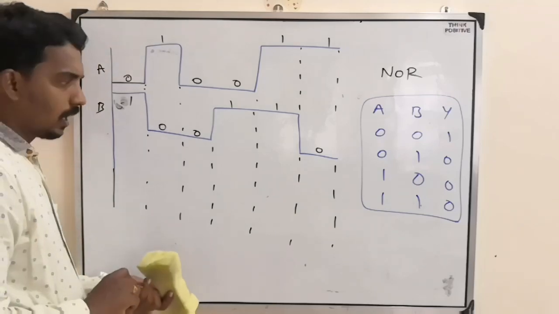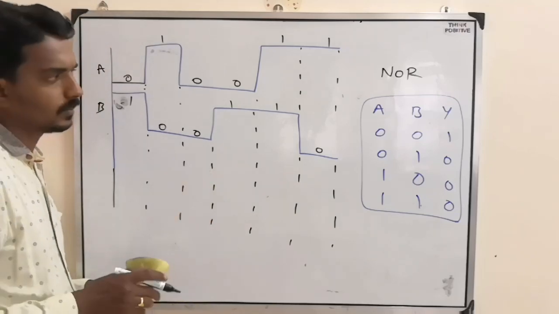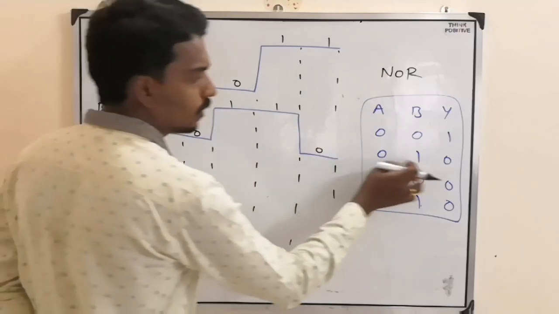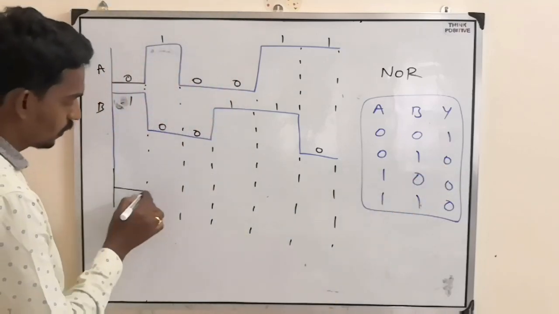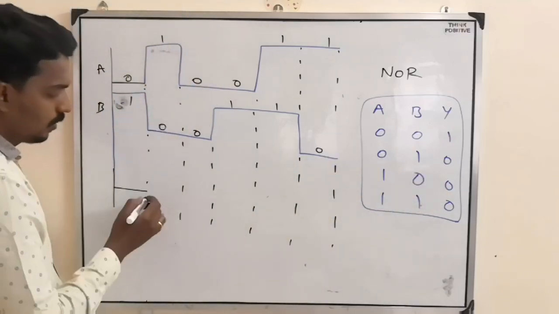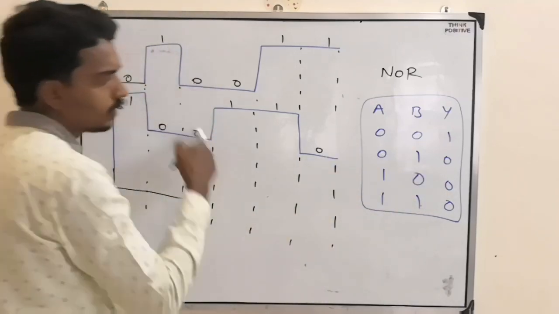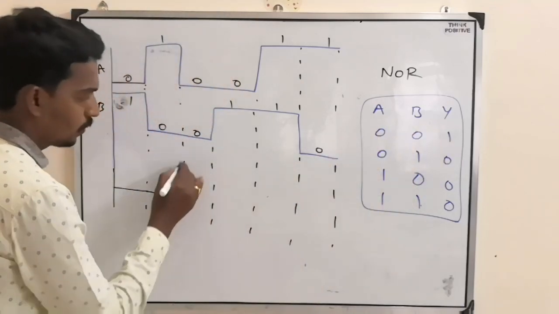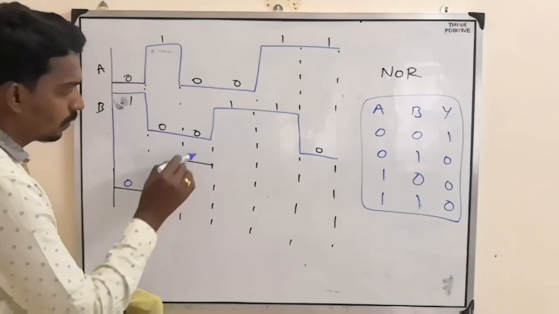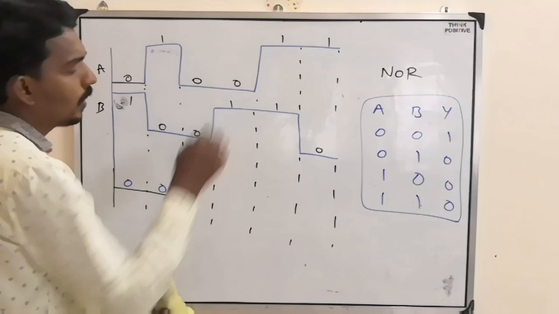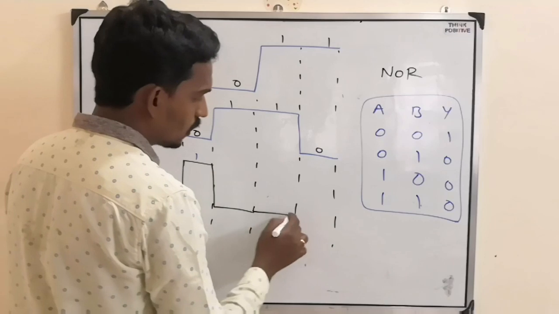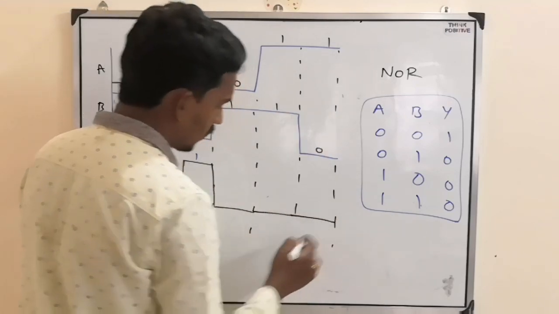Now, how to draw the output? First, 0, 1. For a NOR gate, when you give 0, 1 input, the output is 0, so take low voltage. Then 1, 0 also gives 0, and 1, 0 gives 0 output. Then 0, 0 gives output 1. So here this is 0, output 0, but this is 1. Next 0, 1 also gives 0, then again low voltage. 1, 1 also gives 0, 1, 0 also gives 0.